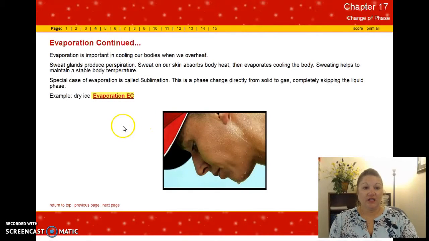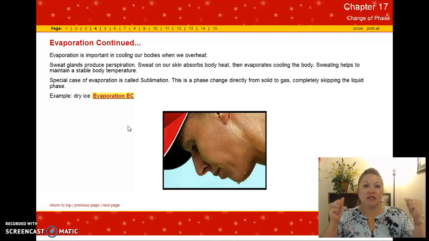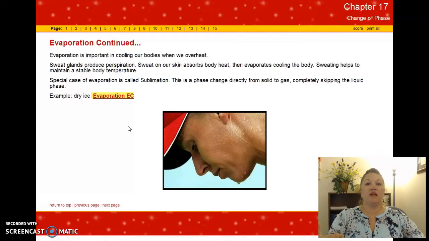It's very important that evaporation is a cooling process, because that's why we sweat, right? You have this water, sweat, stuck on your skin. It absorbs the body heat, and then the air evaporates it off and takes that heat with it, and that's how we cool down.